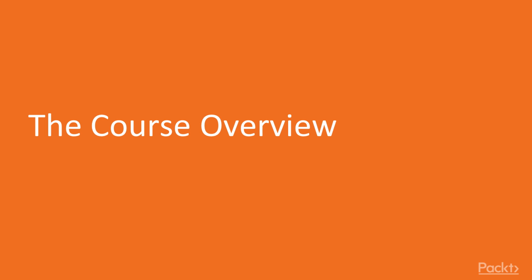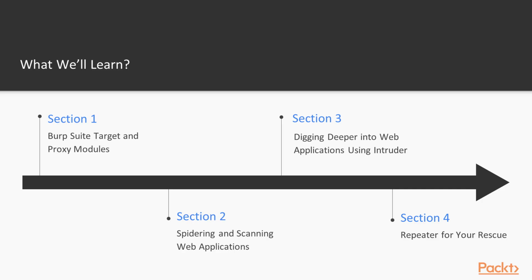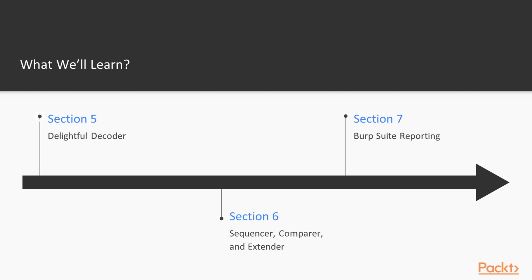Let's talk about the course overview. So what are we going to learn in this course? First of all, we are going to start with Burp Suite target and proxy modules. We will learn how you can perform spidering and scanning in web applications. Then we will learn about Burp Suite intruder, then how you can use Burp Suite repeater, then how you can use decoder to perform encoding and decoding. Then we will learn about sequencer, comparer and extender. And finally, we are going to end this course with Burp Suite reporting.